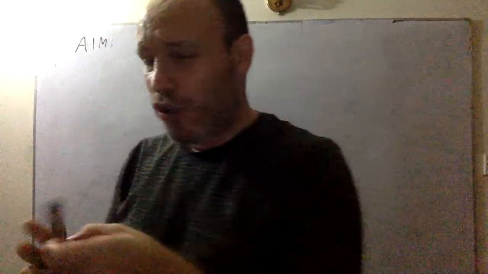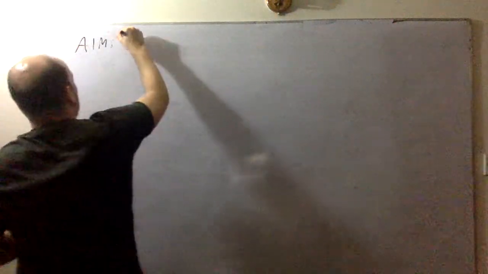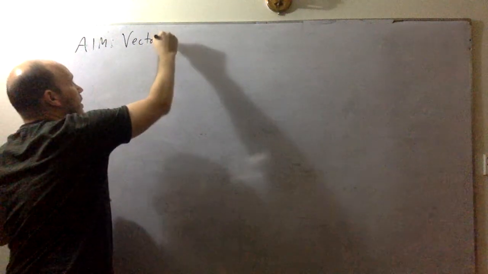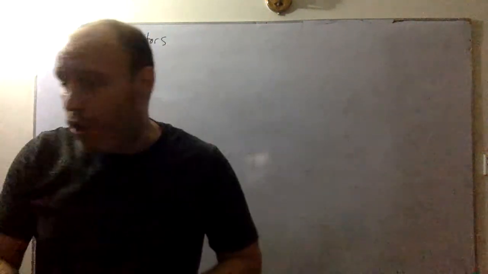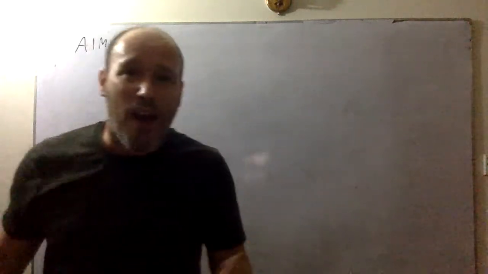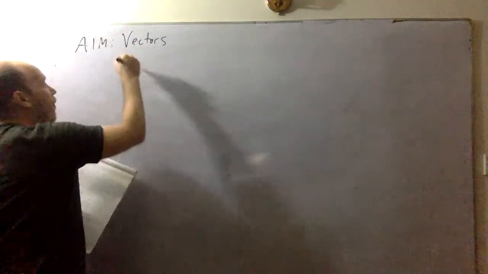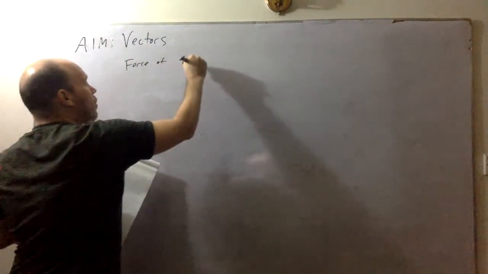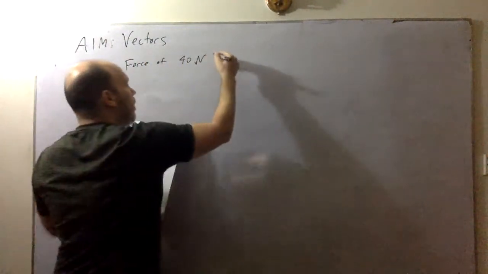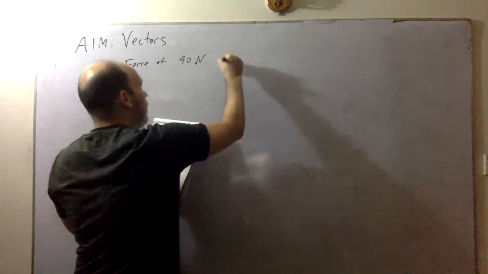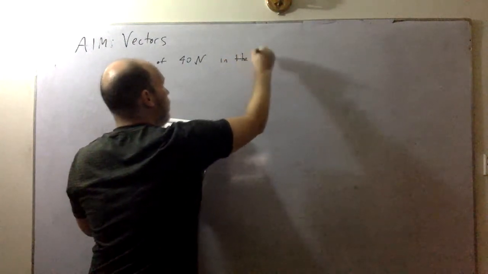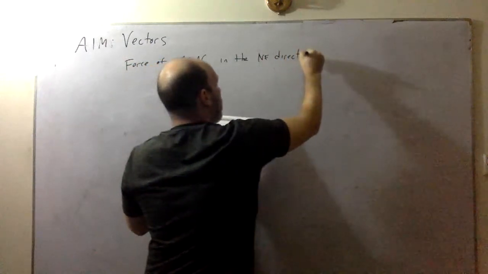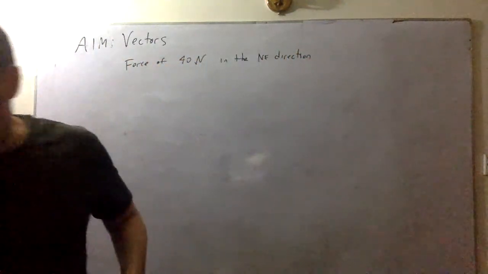Okay, so let's start vectors, the next unit. You might be asked in your physics class to draw a diagram representing a force of 40 newtons in the northeast direction. And so you would make a diagram.